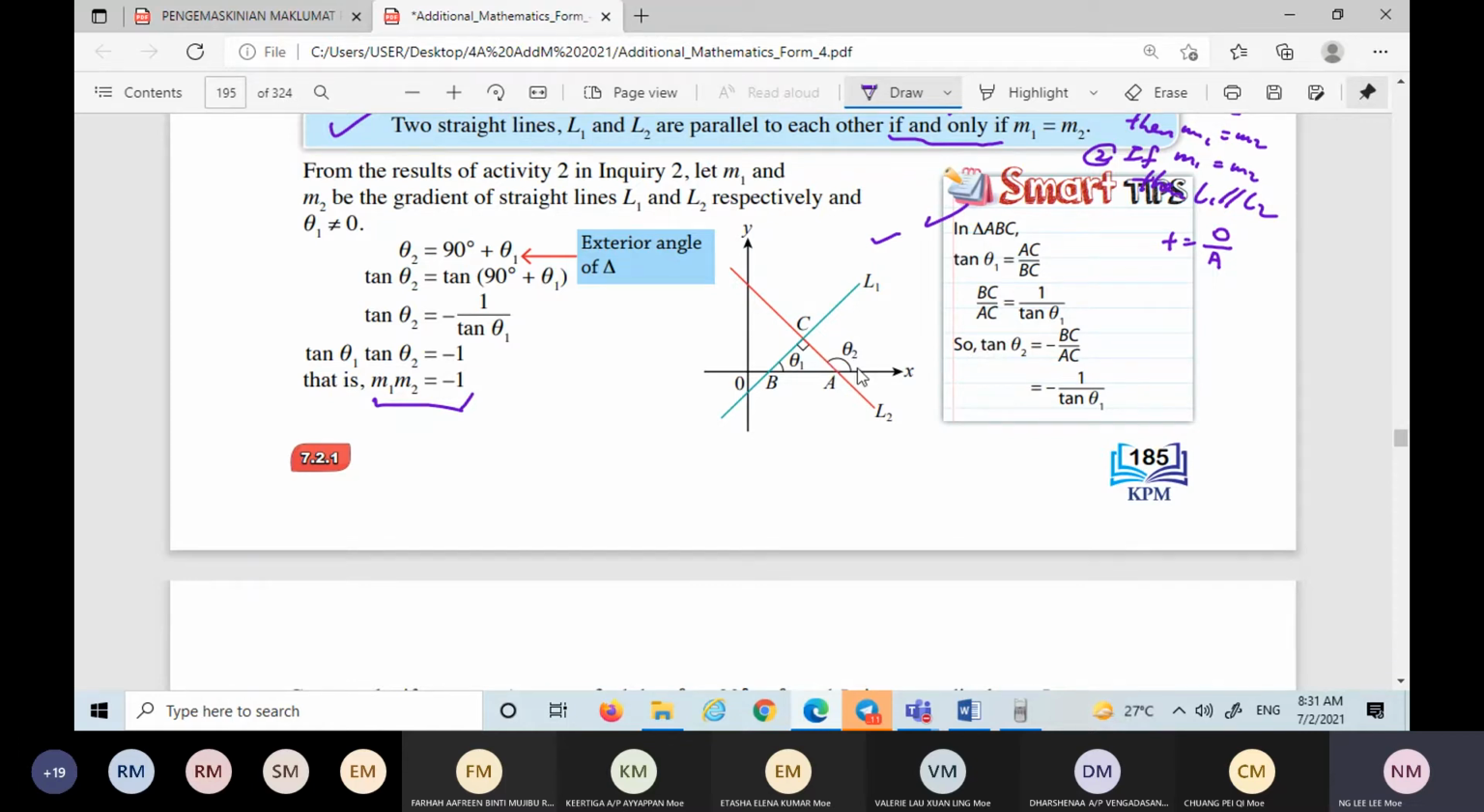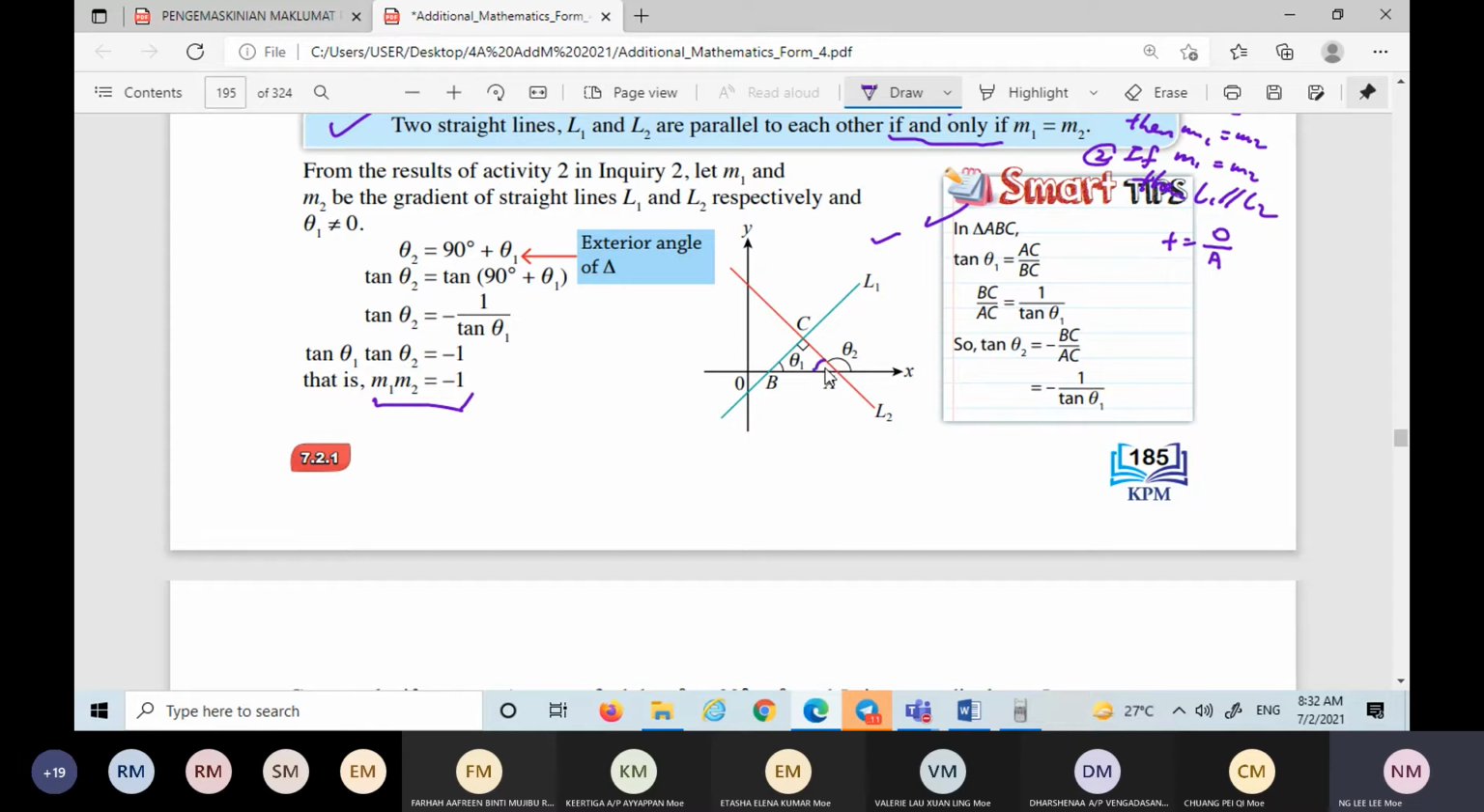This theta 2, actually you can see the corresponding angle is here. This one you haven't learned yet. How do you know BC over AC? This one you will learn during your Form 5, your Modern Maths and then your Additional Maths as well. But here I will just explain to you.